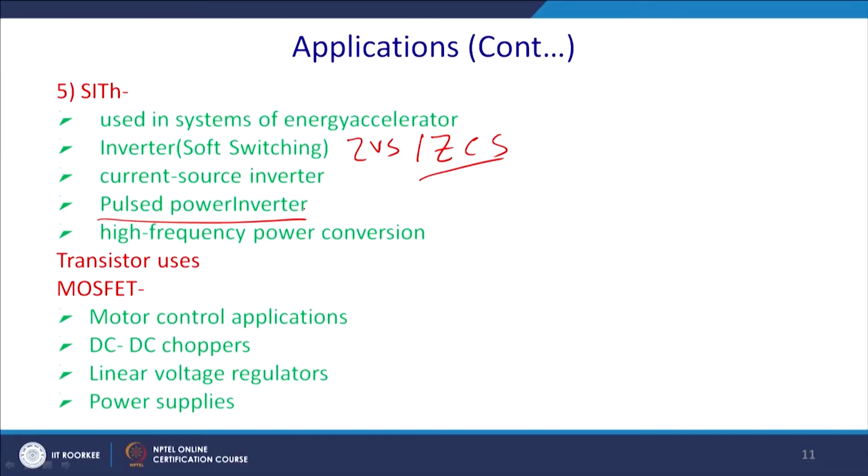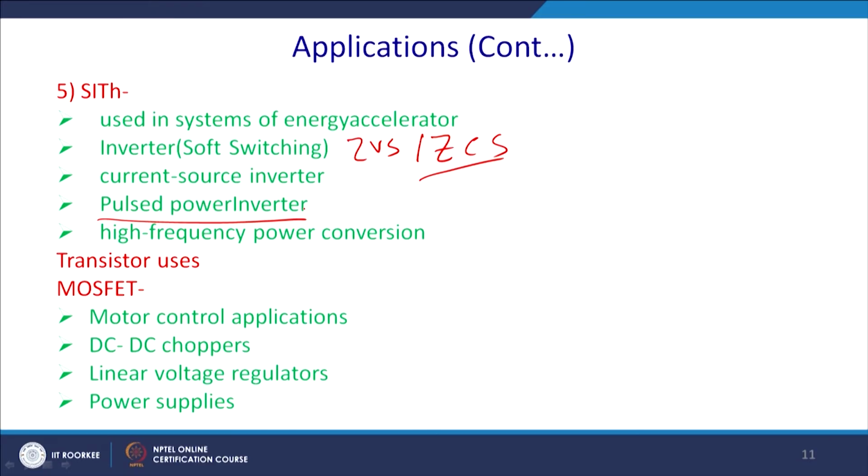We will come across voltage source and current source, different kinds of topology, and we shall discuss them with these switches. Pulse power inverter: this kind of application is quite natural for this, mostly in welding kinds of applications.